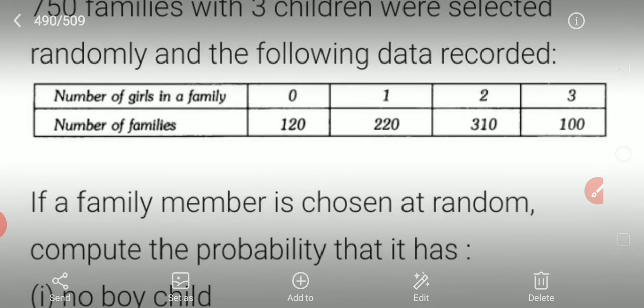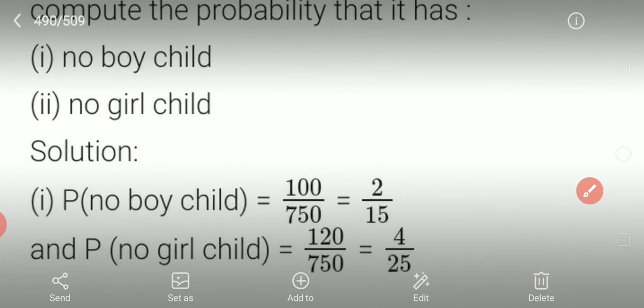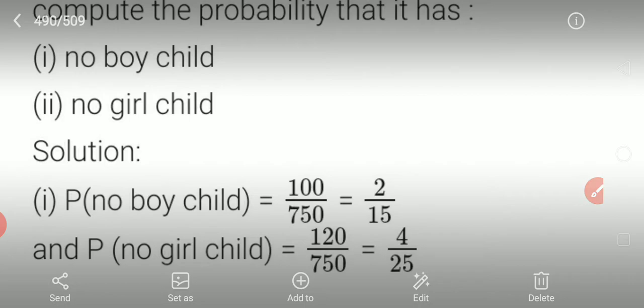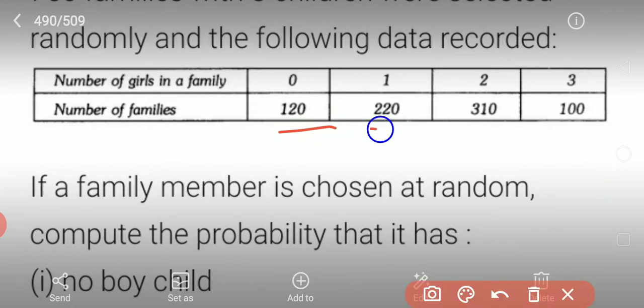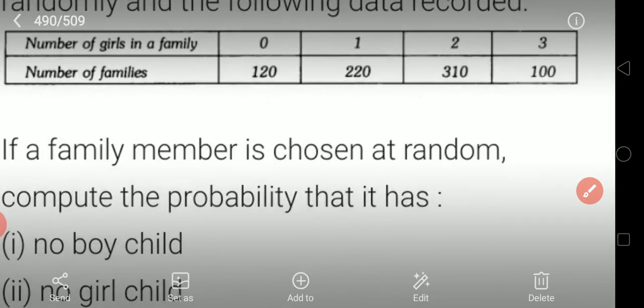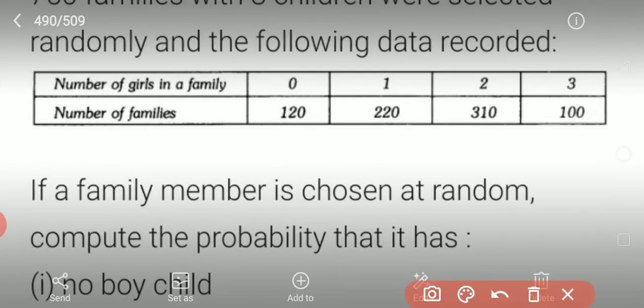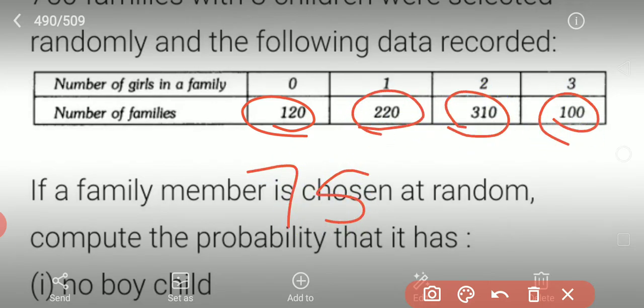So see, no boy. At first we will find the probability of no girl, then we will subtract it from 1, and you can get no boy, right? So let us start. Here, at first we have to find out the total. You can add 120 plus 220 plus 310 plus 100. So total outcomes is 750.